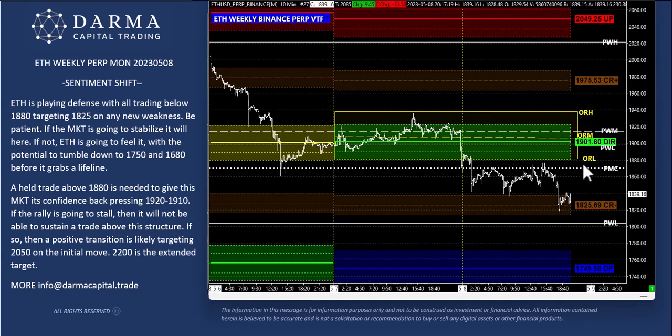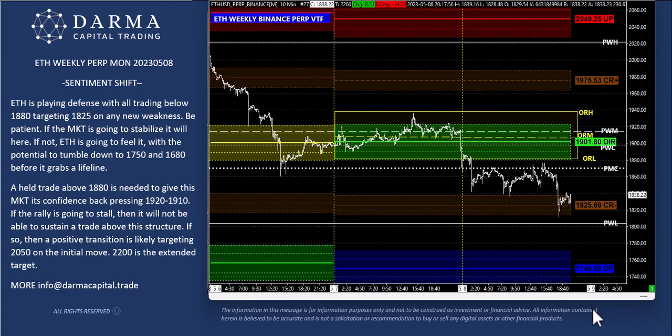If we do get a turn, pops back up here, can it maintain a trade above 1920? And if it can, then we could see a positive transition, and we could see the market make a move for the previous week's high point and the upside pivot, the top of the critical range. And where can it go beyond that? Well, it could go all the way up to 2200, and that's the extended target. So whenever we're talking about any extended targets, we're saying, hey, the market violates this area and it's holding positive structure, where can it go? And so we're trying to give some insight to where it can go.